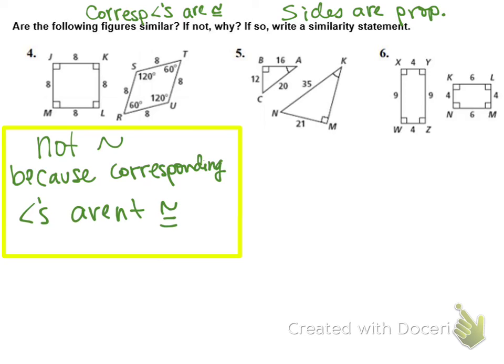I mean, that's really the only thing. You could say all of these were 90 and none of those were 90. I mean, mainly the reason is the angles.